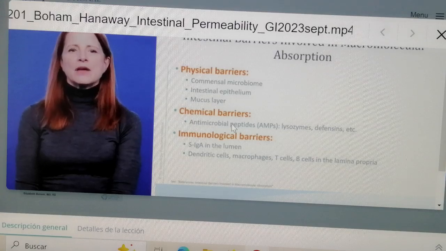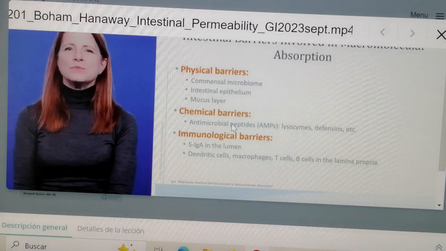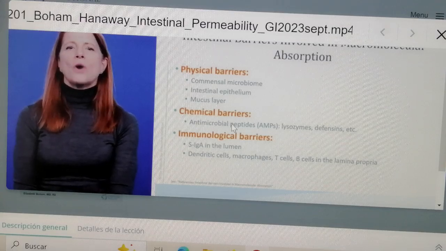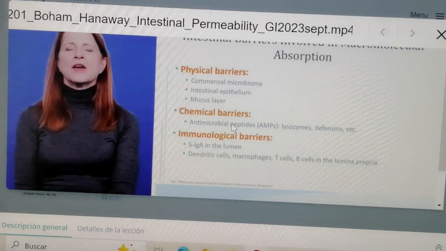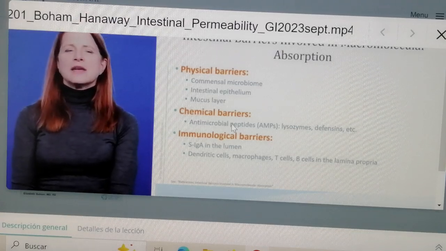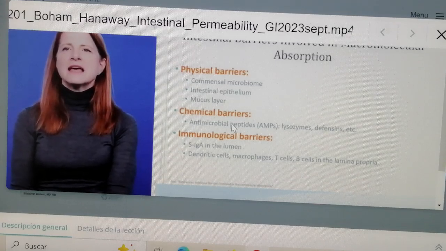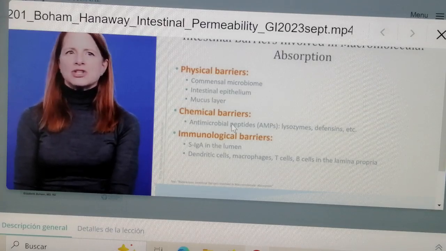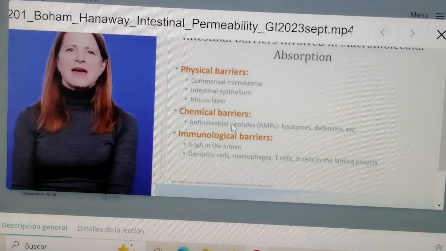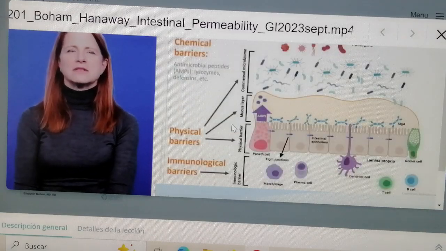So the physical barrier includes that intestinal epithelium, that cell layer, as well as this mucosal layer on top of it, and all of the good bacteria. That is that physical barrier inside the digestive system. There's also a chemical barrier, right? We have cells that produce these AMPs, antimicrobial peptides, that come from lysozymes and defensins that will find abnormal things and get rid of them. And then we have an immunologic barrier that includes the secretory IgA and other immunologic cells, dendritic cells, macrophages. All of these things work to create a healthy environment in the digestive system.